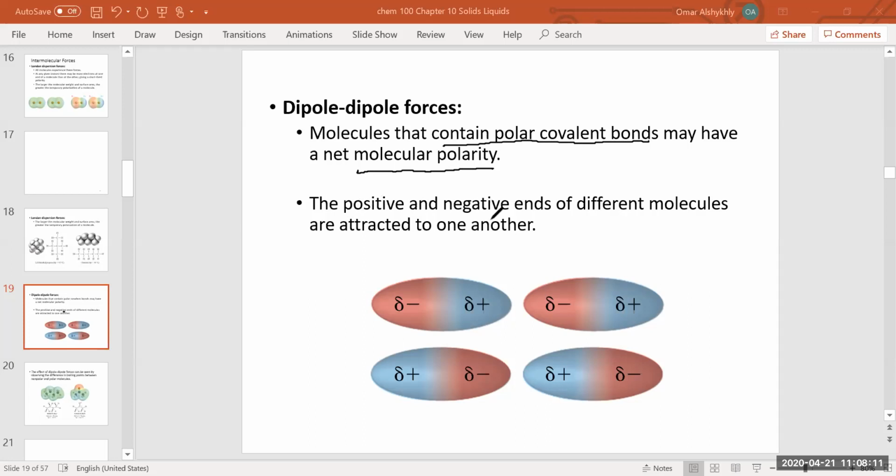The positive and negative ends of different molecules will attract each other. Now, maybe someone will ask, what is the difference between dipole forces and London dispersion forces? There is also a partial positive part and a partial negative part that attract each other. Here, it is permanent.